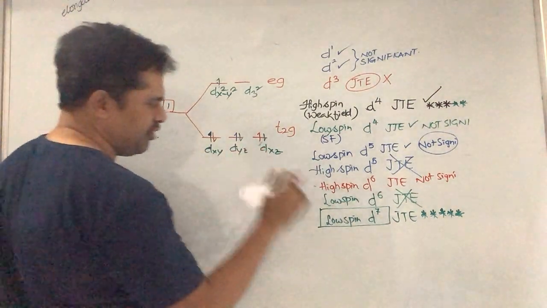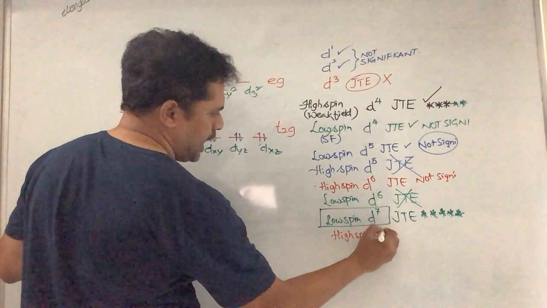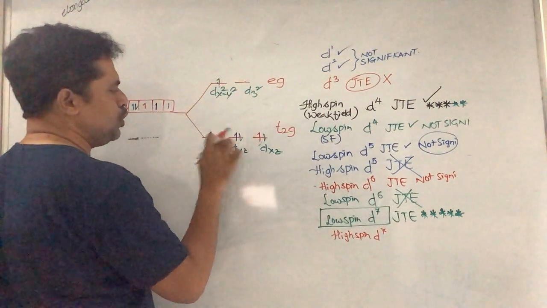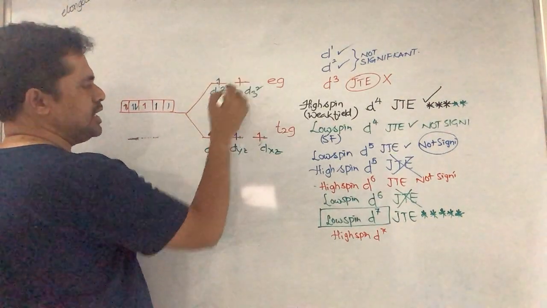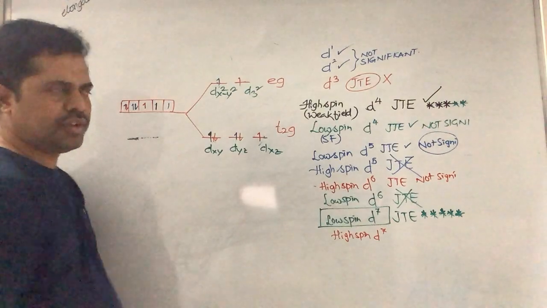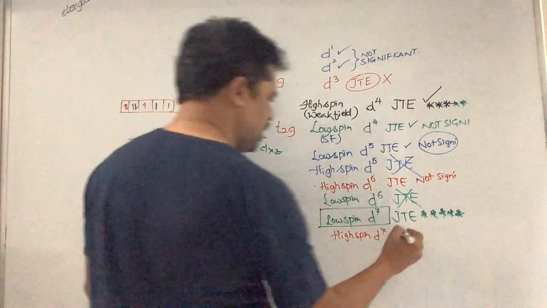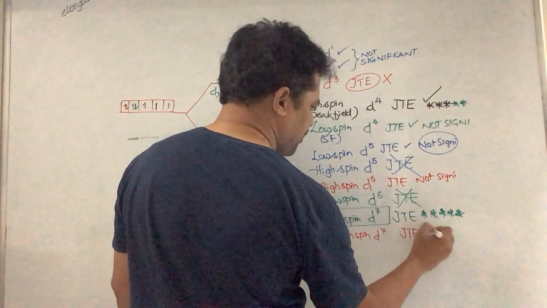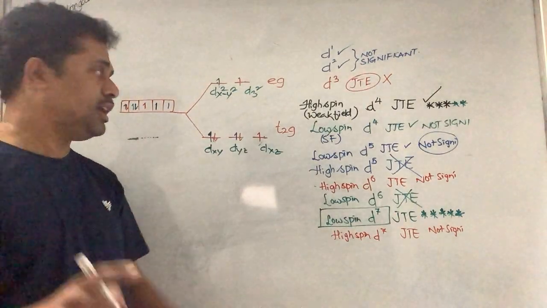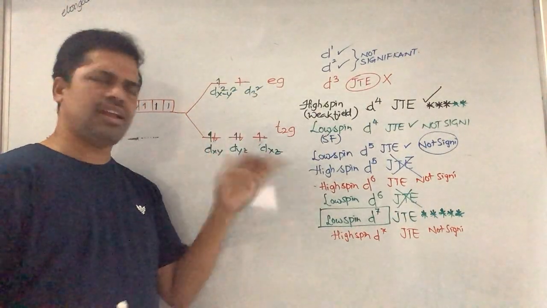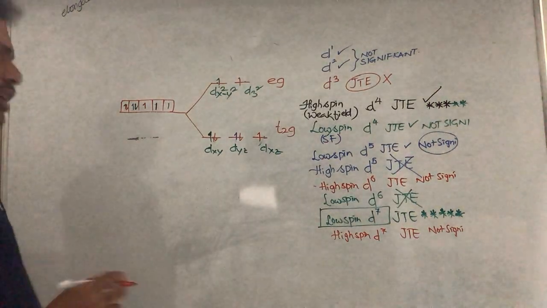Now if I go with high spin d7, let me go one by one: 1, 2, 3, 4, 5, 6, 7. The t2g is symmetrical, but the eg is not symmetrical. So the Jahn-Teller effect is there, but not significant. So I am taking only these two as significant. Don't worry about this one. d7 is over. Let's come to d8.